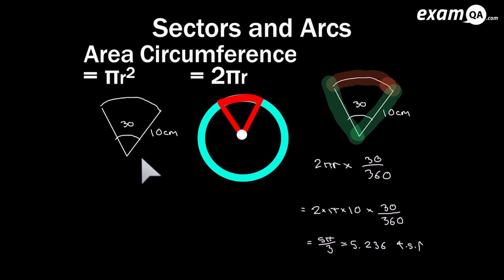So I've just taken the same sector as before, but this time I'm going to work out the area. So we're going to use pi r squared, but remember we're going to times it by a fraction. And that's going to be 30 over 360 again. So let's just go ahead and fill in that formula. And remember the radius is 10.